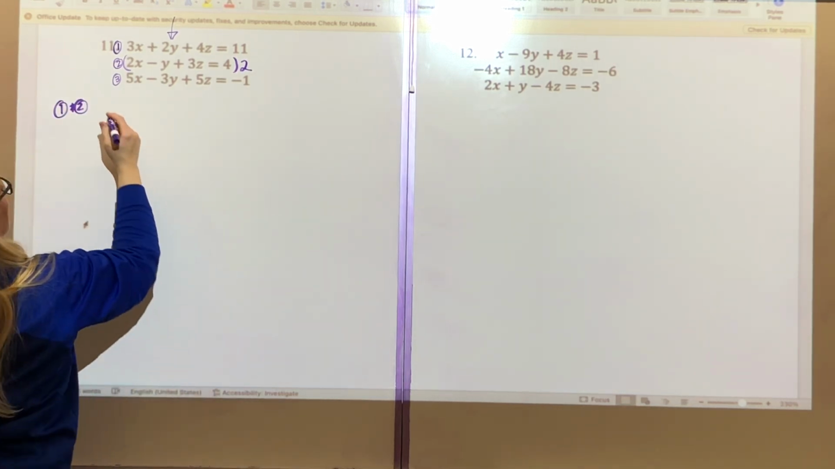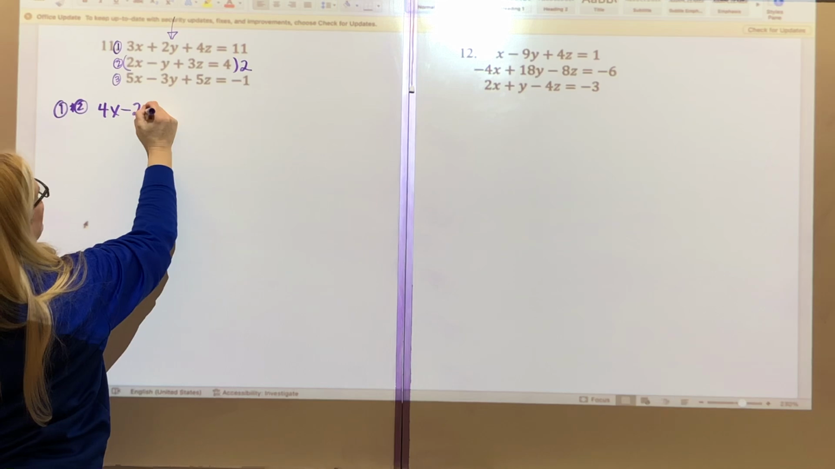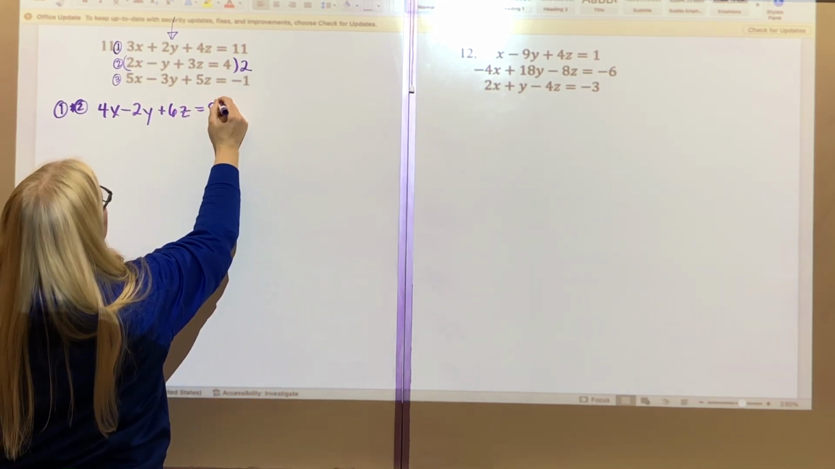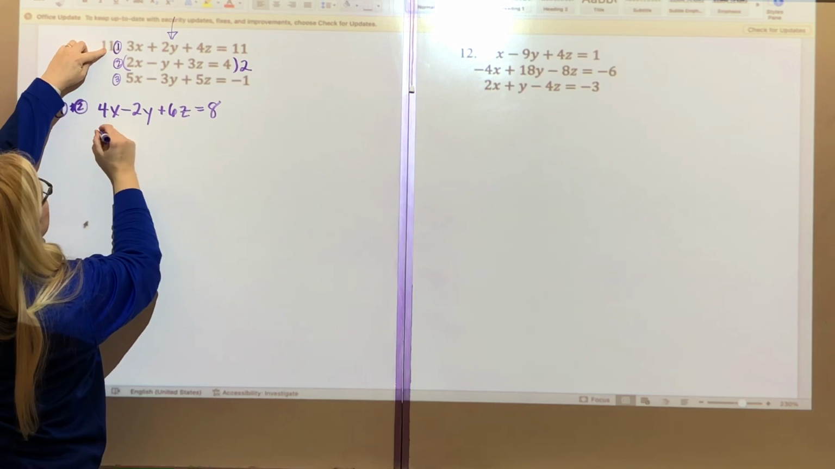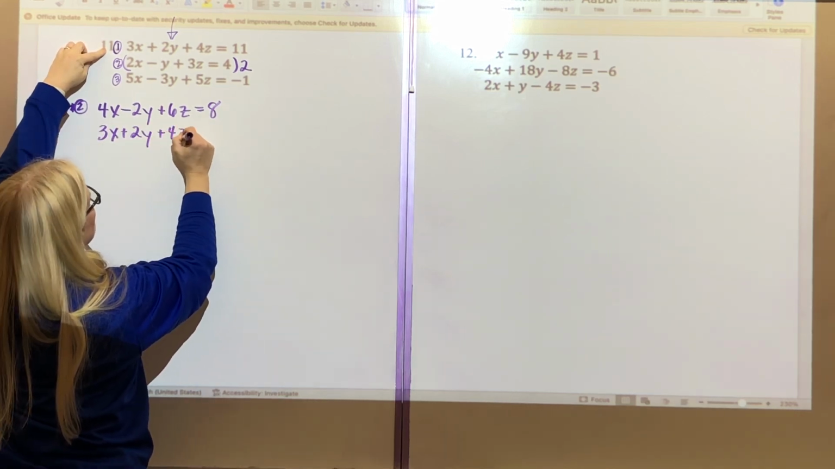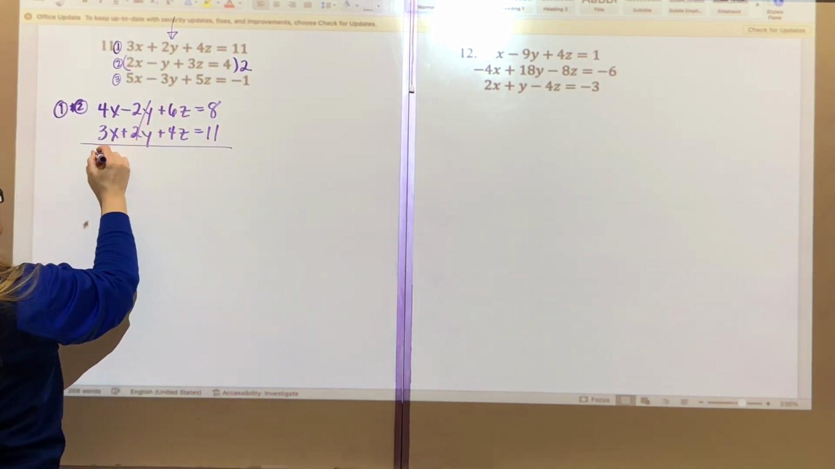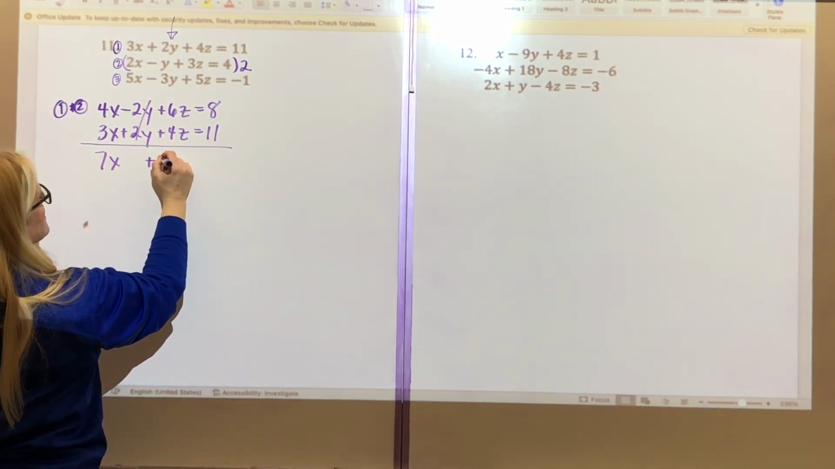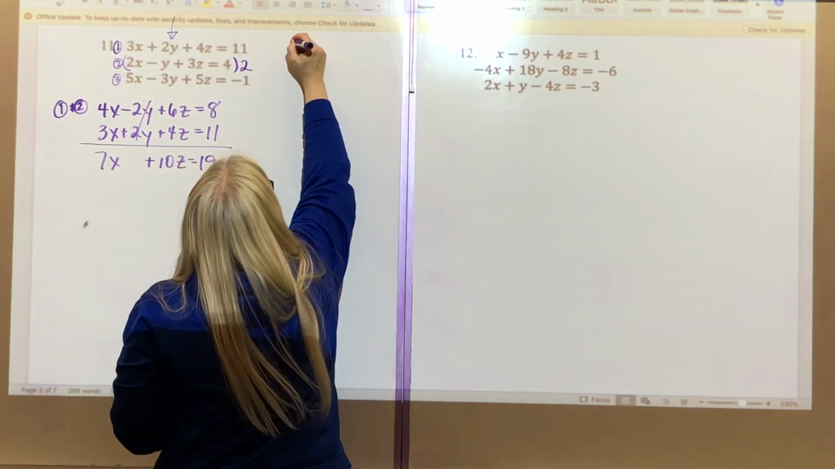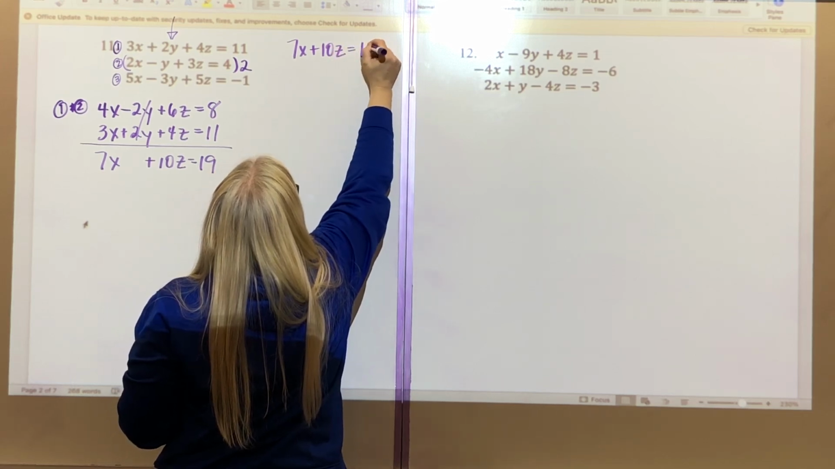Okay, so I've got 4x minus 2y plus 6z equals 8. And then I'm just going to copy this one down, 3x plus 2y plus 4z equals 11. So that cancels, so we've got 7x plus 10z equals 19.